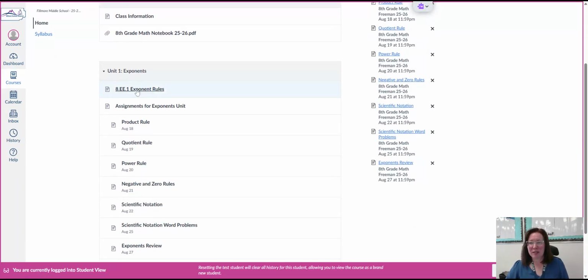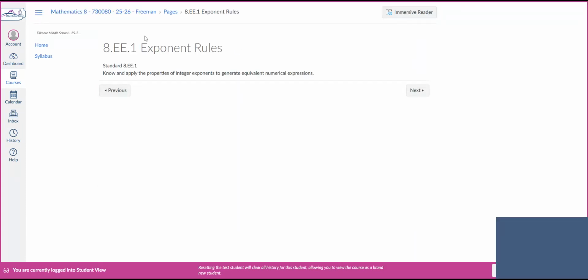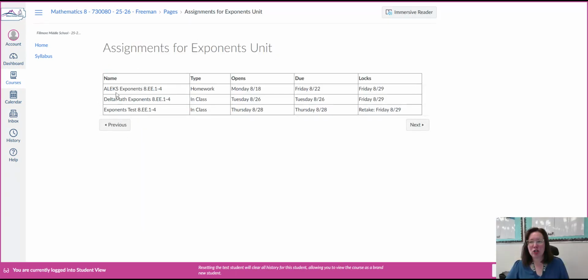Then our unit, if you miss a day, well, let me show you how it's laid out. We start with whatever standard it is that we're going to be learning about. I have the standard there for you. The next page shows all the assignments you're going to have in this unit.